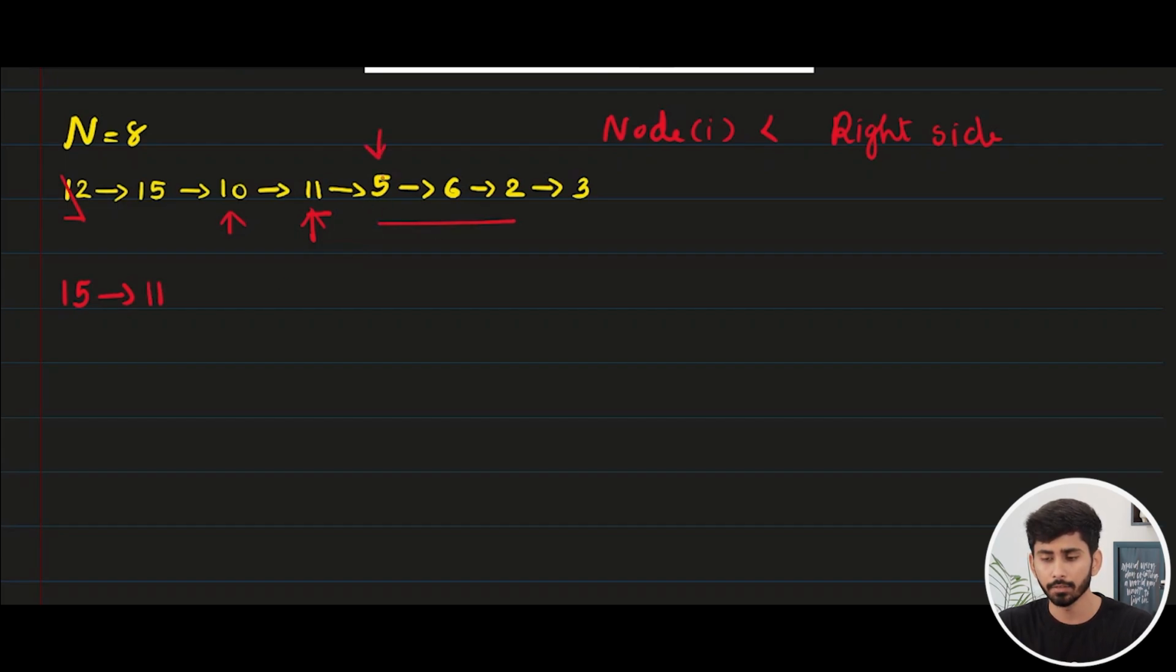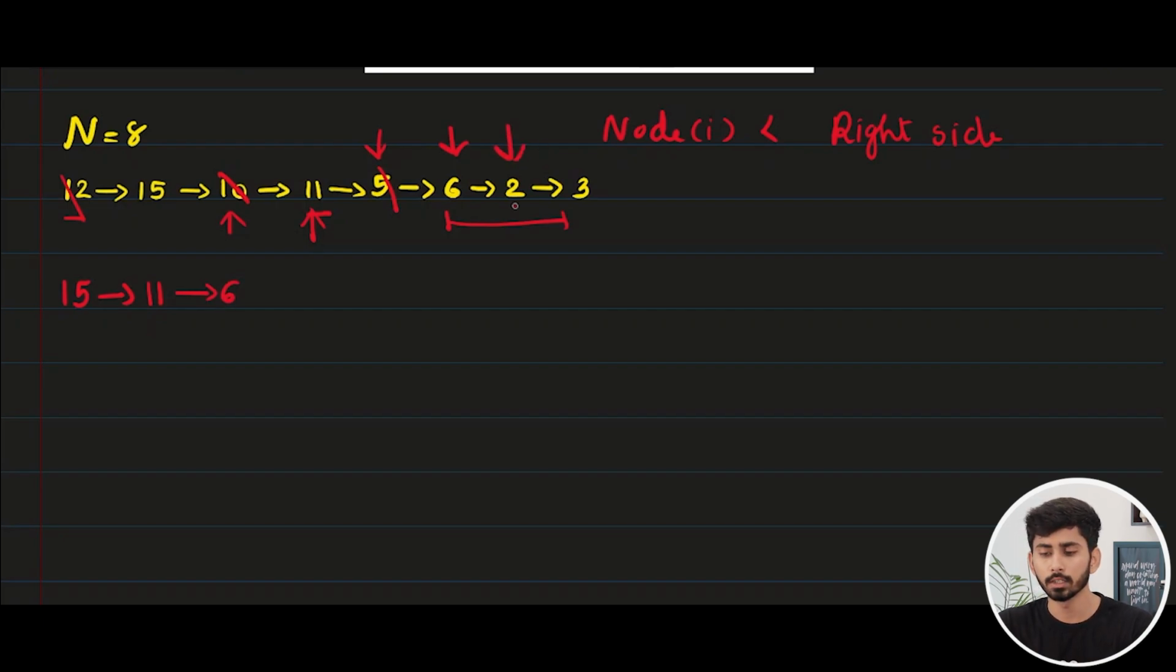The next node is 5. On the right hand side of 5, do you see any node which is greater than 5? Yes, obviously 6 is greater than 5. So I'll be deleting 5. And 10 has also been deleted. Now moving on forward with 6. On the right hand side of 6, do you see any node greater than 6? No. So I'll be including 6 in the output linked list.